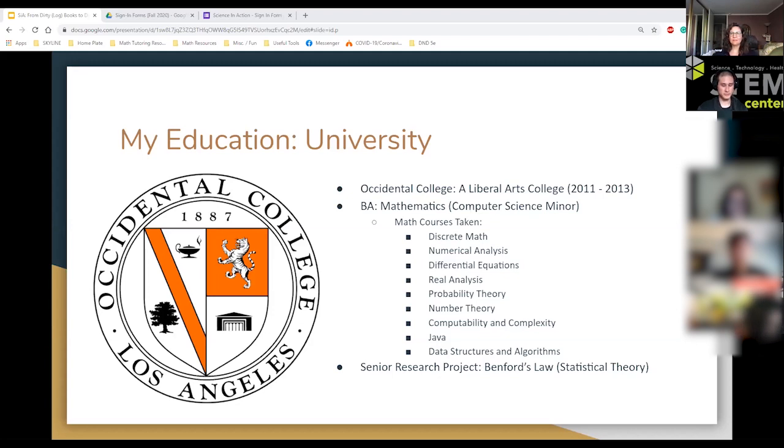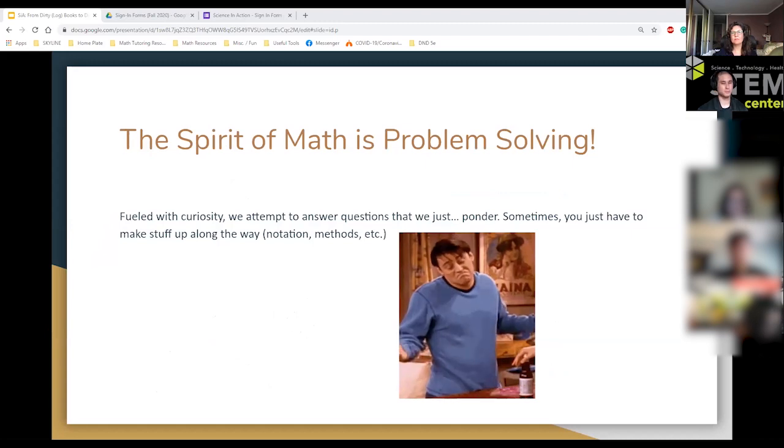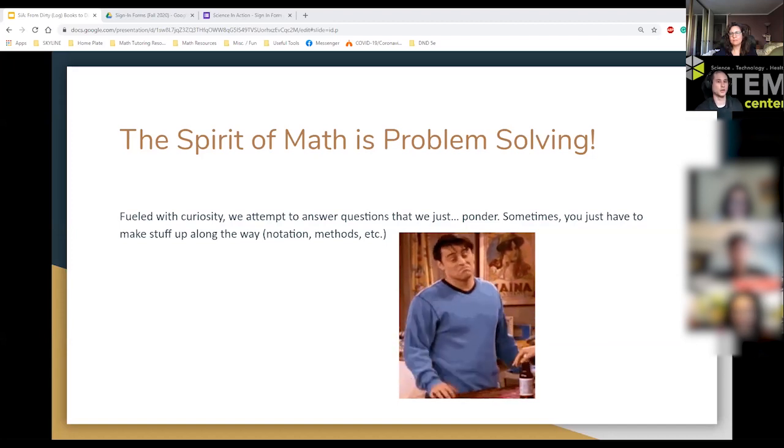And it led to a certain realization that, simply put, the spirit of math is just problem solving, right? Looking at the history of math, all it is is that we're fueled with curiosity, and we simply attempt to answer questions that we're pondering. And sometimes you just have to make stuff up along the way: notations, methods, approaches, perspectives. And that's the part that makes it challenging, right?